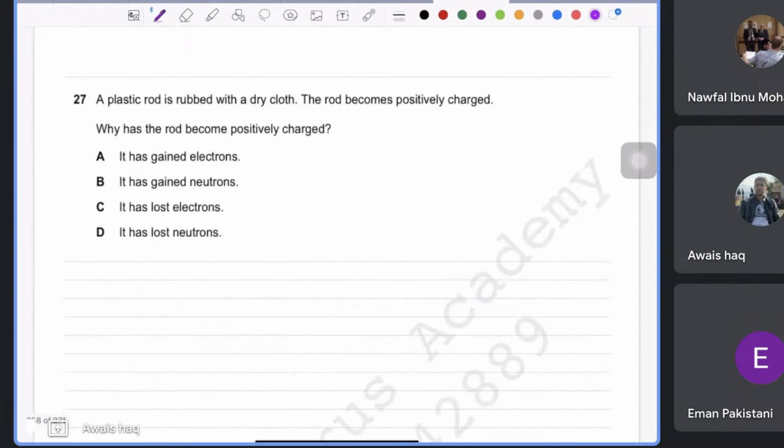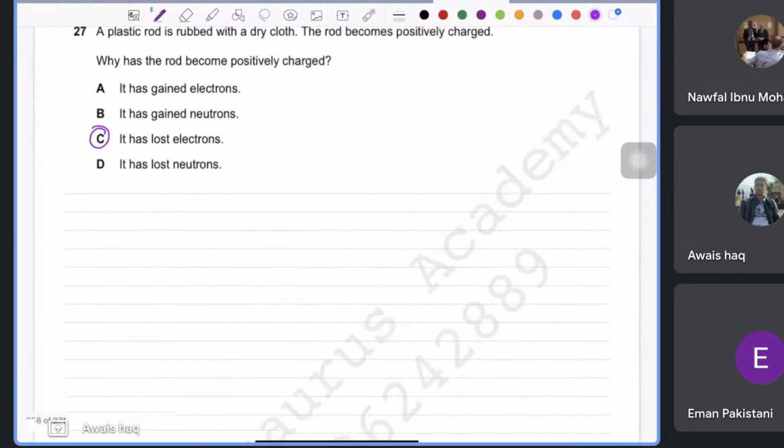It says a plastic rod is rubbed with a dry cloth. The rod becomes positively charged. Why has the rod become positively charged? Can somebody please tell me the answer? Yes, it's C, because it will lose electrons. It cannot gain protons, alright? Please don't write that.